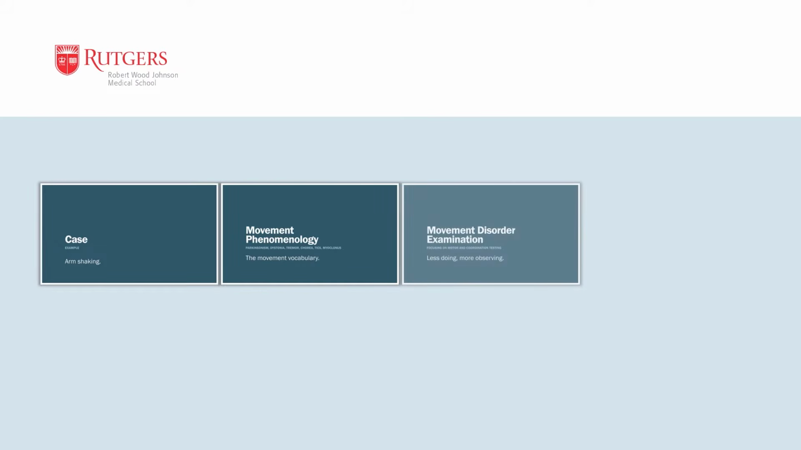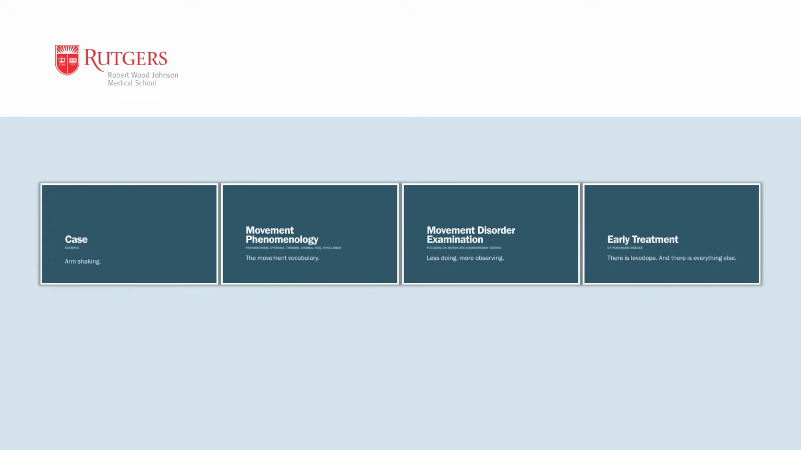As always, we will start with a case. A case will introduce an abnormal movement, for which we will need special vocabulary. So, movement phenomenology is next. There's a specialized focused movement disorder examination that will help you identify major diagnostic signs, which will lead to the diagnosis of Parkinson's disease. Our patient may require treatment, and we will discuss early treatment options.